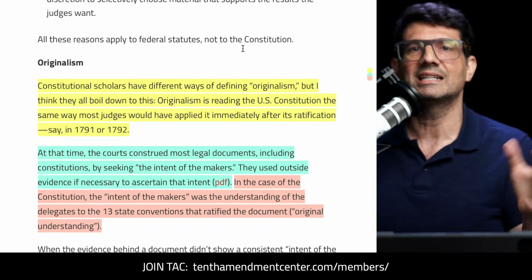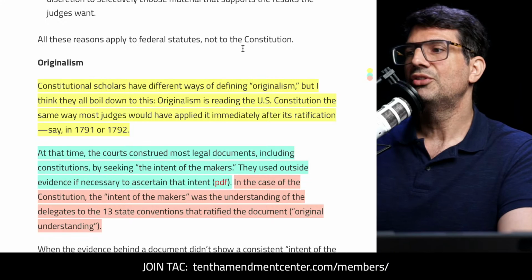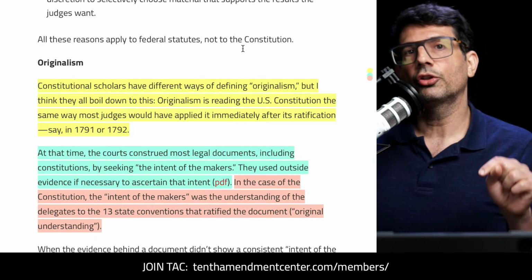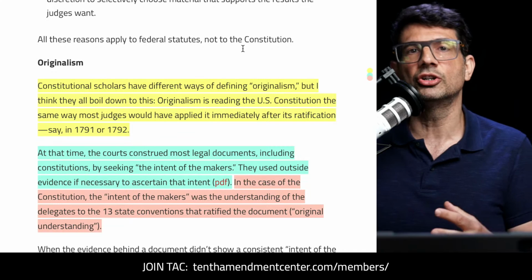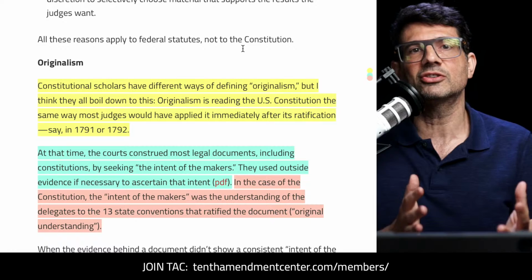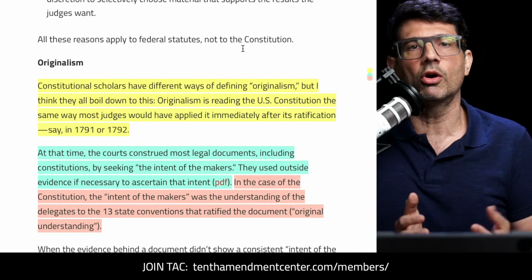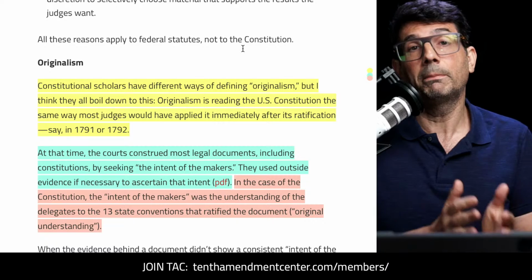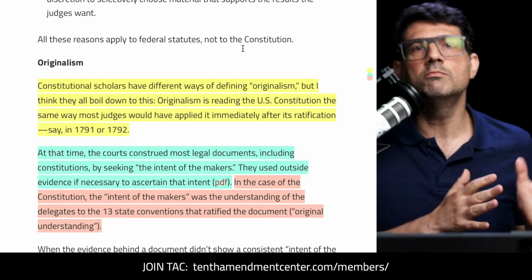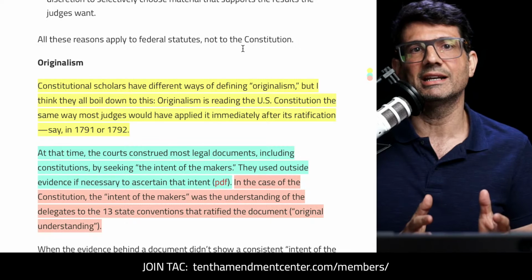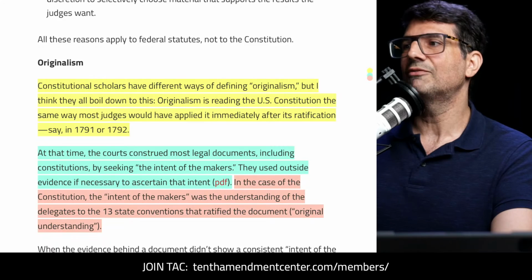In the case of the Constitution, Rob writes, the intent of the makers was the understanding of the delegates to the 13 state conventions that ratified the document. That's original understanding versus original intent. So who made the Constitution? Who were the actual makers of the Constitution? The people who gave it legal force were not the people who drafted it in Philadelphia, although some of them played a part in that. They just made a presentation, a proposal. The people who made it the Constitution for the United States were the people who ratified it. So you have to understand the understanding of the people who gave the document its legal force.